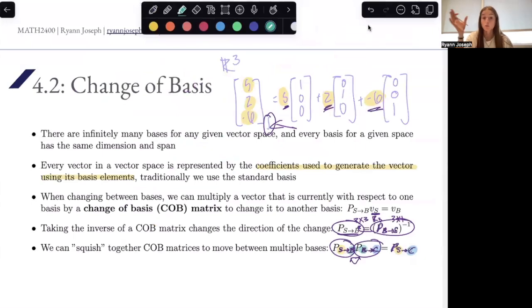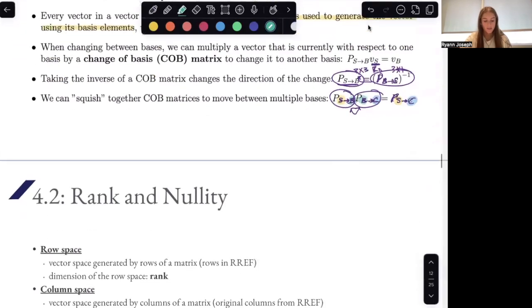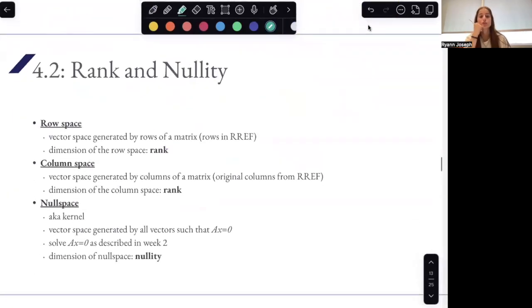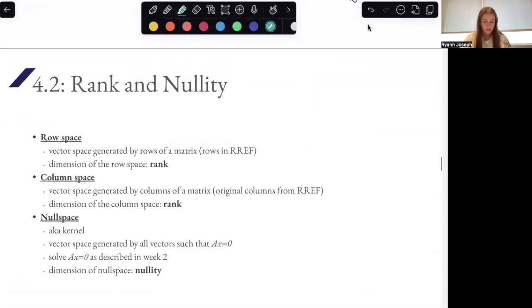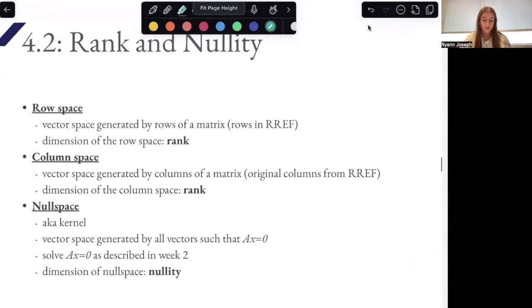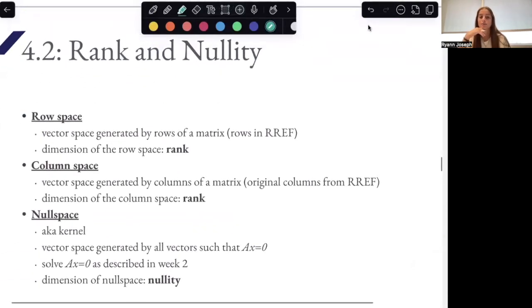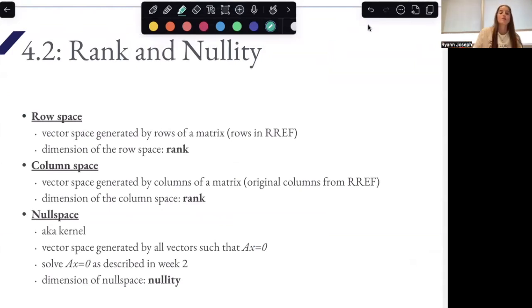That's the idea of change of basis. We're going to do a bunch of examples, so if you can understand that conceptually, that'll help. The other topic that is associated with 4.2 is rank and nullity. All of these things kind of need to be defined. I feel like I've alluded to them a little bit, and your class might have as well before we got to this point, but this is where we formally define what all of these things are. So the row space, column space, and null space are all vector spaces that are associated with a matrix.